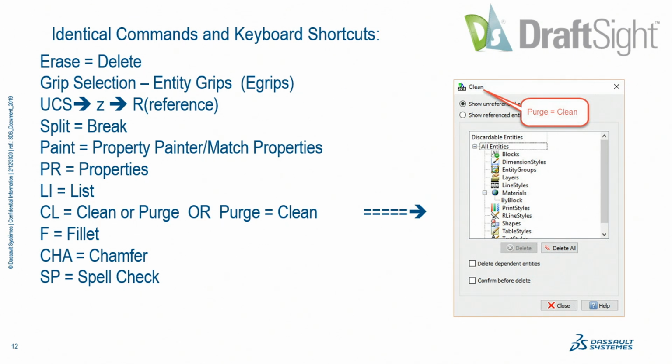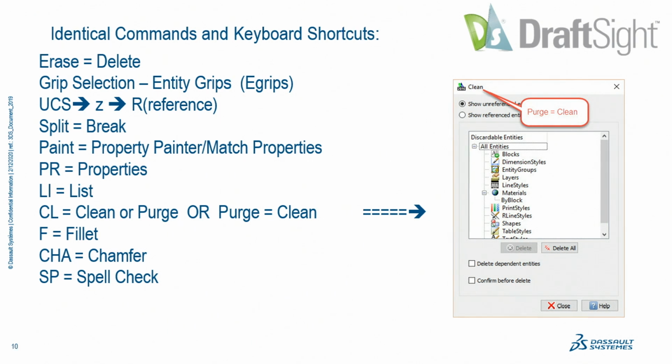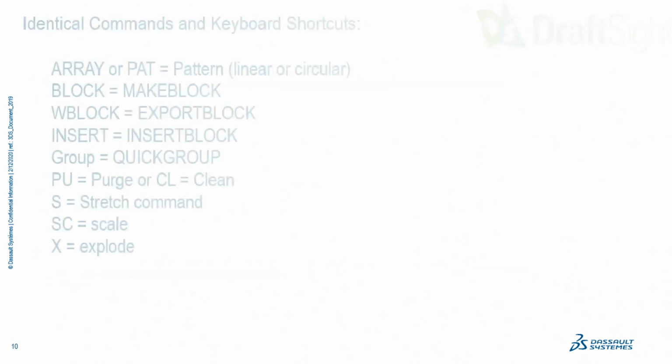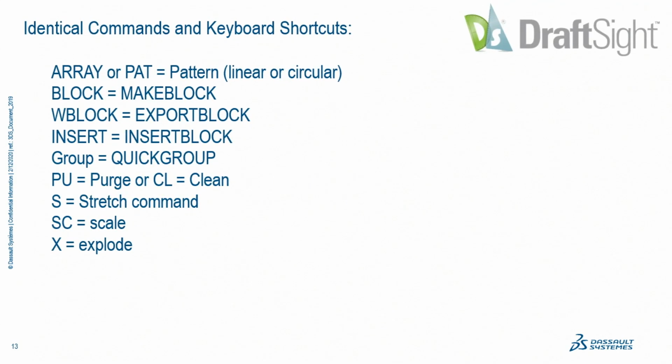Everything chamfer is all the same. Fillet's the same. Spell check, that's all the same. And we'll get into where the aliases are and things like that. Just want to talk about some common ones you're going to see. Stretch is common. Also, your blocks, your inserts, your arrays, all that, explode, scaling, that's all the same for your keyboard shortcuts.